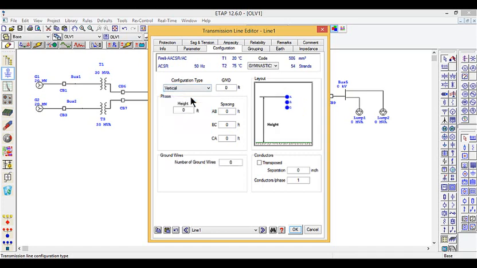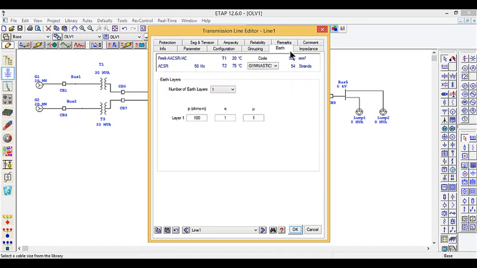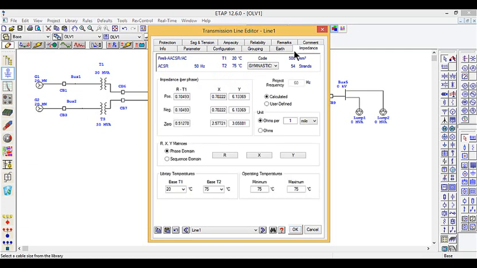So let's select vertical configuration with the conductor spacing of 10 feet and the height of the tower as 60 feet. Number of ground wires is 1, and the distance between the topmost conductor and ground wires is 20. Grouping, earth and impedance. Now if we have correctly entered the configuration and parameter settings, when we go on to impedance, the impedance of this line will be automatically calculated. Closing it.